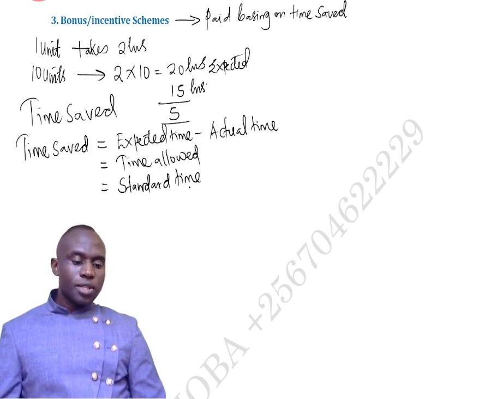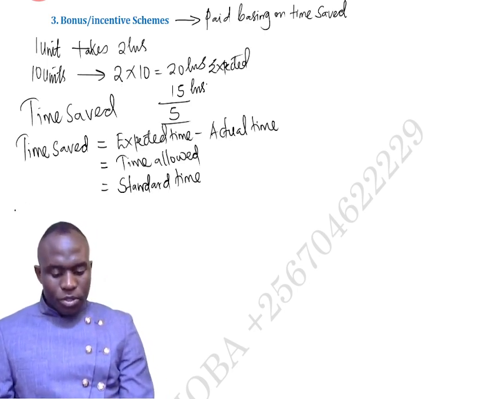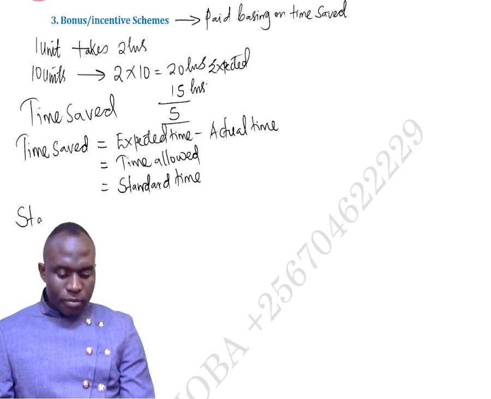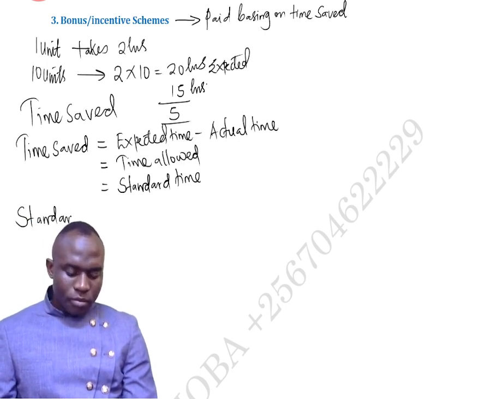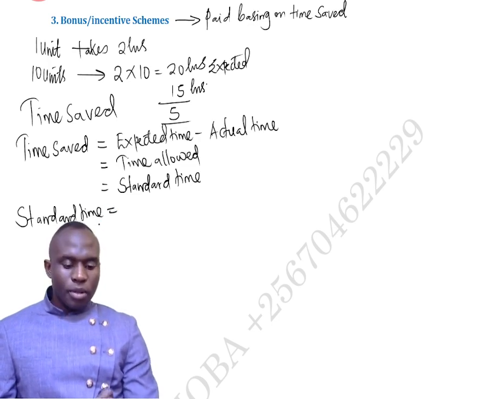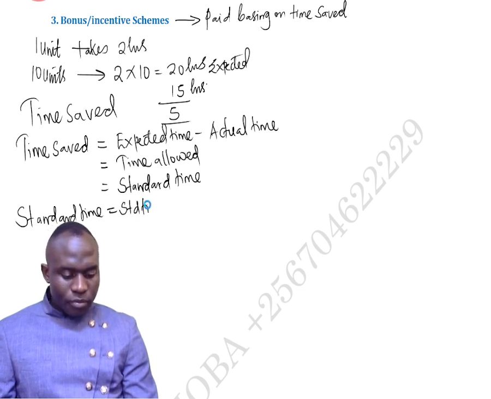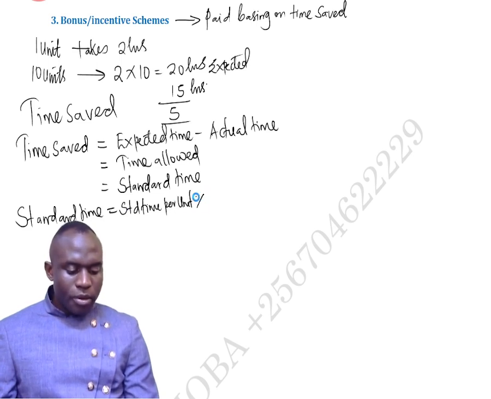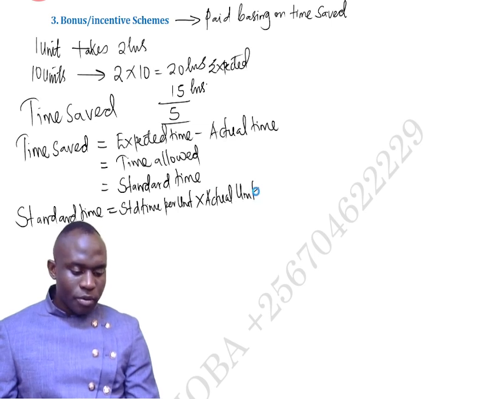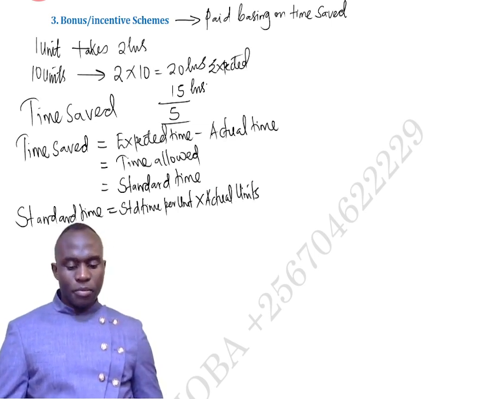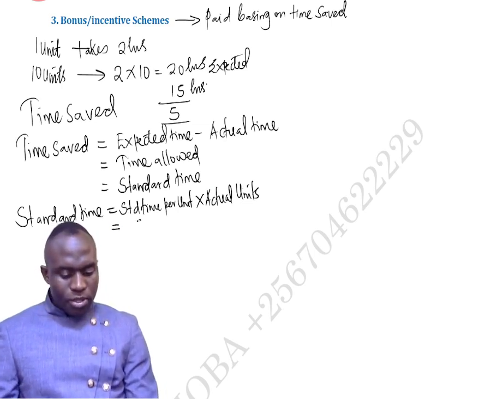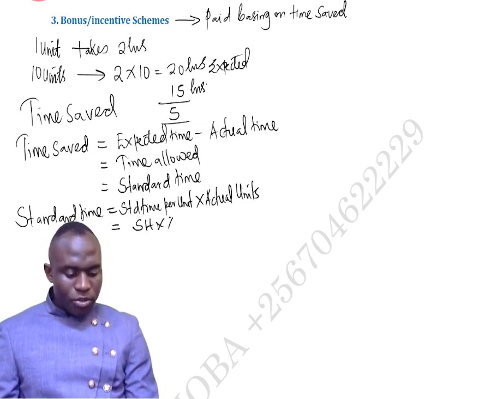And how do we calculate standard time? So standard time is calculated as the standard time per unit times the actual units. So this is how we calculate standard time. So in short, it is standard hours times the actual units.